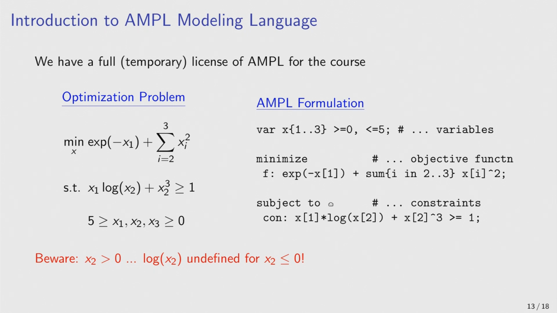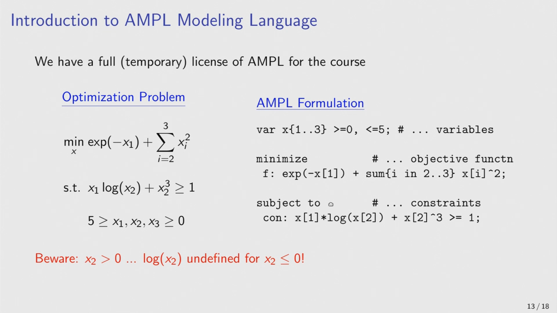But this is nice because on the left-hand side, you have the optimization problem. On the right-hand side, the AMPL formulation. So it's a very simple problem that I made up. You minimize exponential plus xi squared. So that's a convex objective. And this actually turns out to be a convex constraint as well. So there's a logarithm, a cube, and some bounds on the variables.